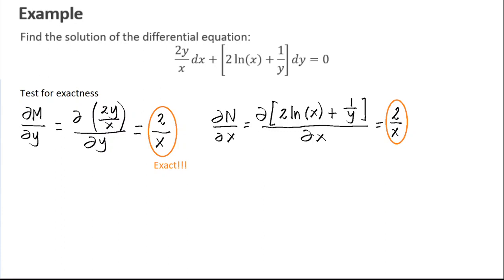What is step 2? You solve for f prime and f prime prime. What is f prime? F prime is the integral of your m, but with respect to x. Okay? And what is your m again? That is 2y over x, with respect to x.